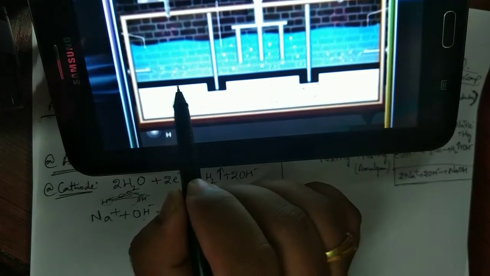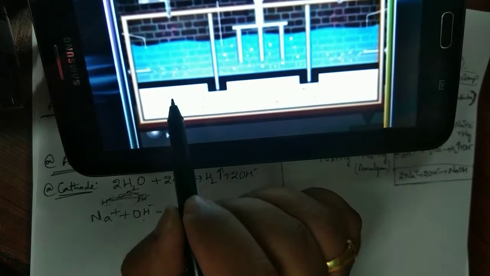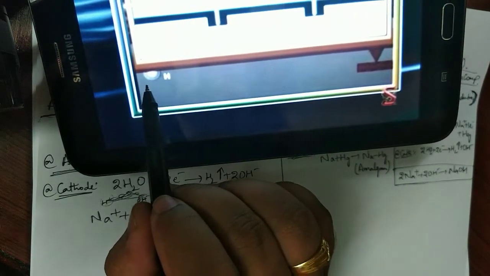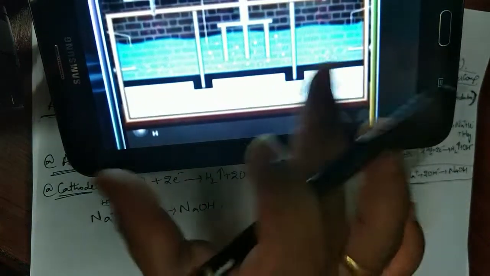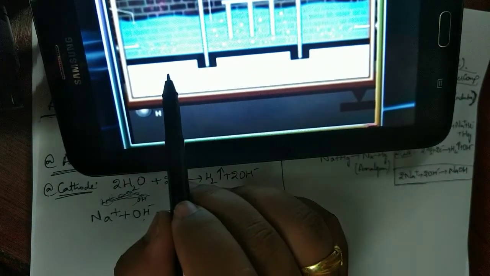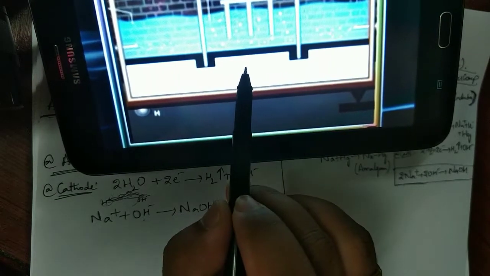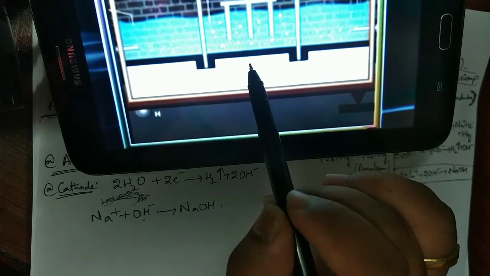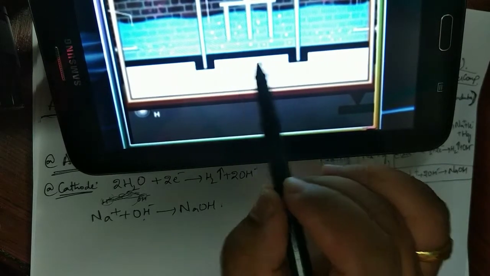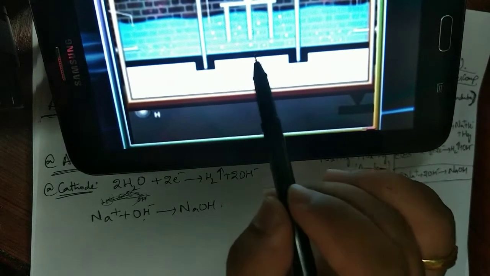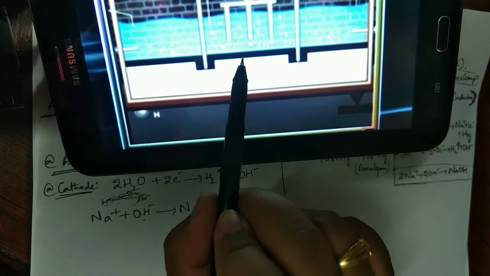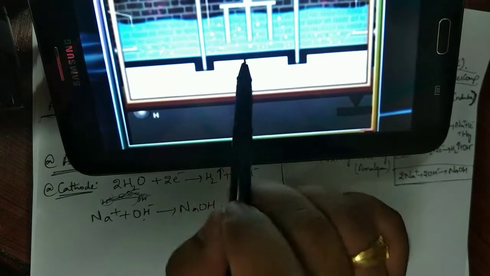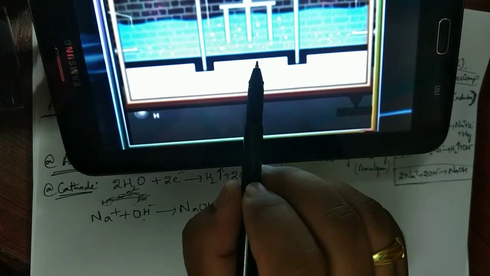Fine. And for these amalgams, you can see at the bottom there is a wheel by which you can shake the entire setup. When you shake the entire setup, the amalgams that are formed here move to the central compartment. Same here also, whatever amalgams form, they move to the central compartment. In the central compartment I have sodium and mercury amalgam, NaHg. What happens in the central compartment? NaHg breaks down into Na plus, 1 electron and Hg.